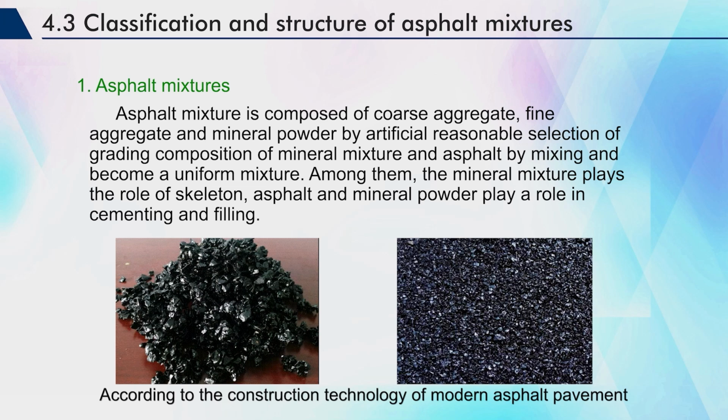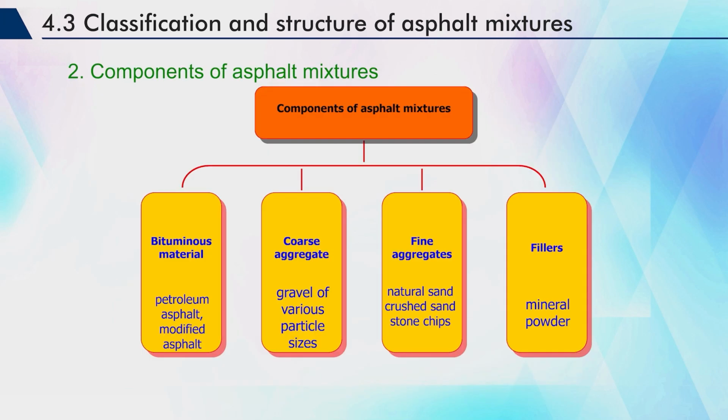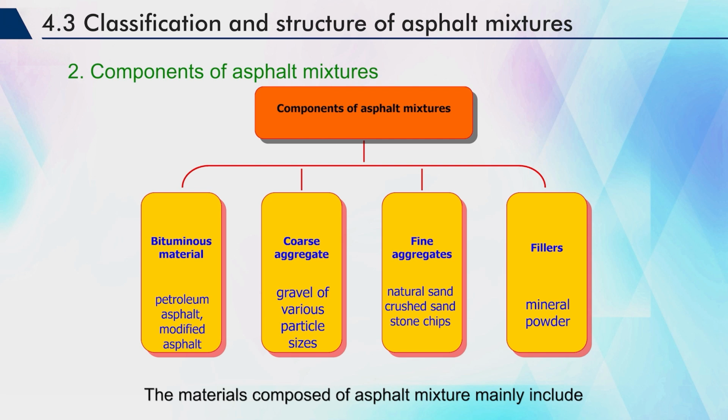According to the construction technology of modern asphalt pavement, asphalt and different mineral aggregates can be constructed into asphalt pavement with different structures. The materials composed of asphalt mixture mainly include asphalt, coarse aggregate, fine aggregate, and filler. Among them, asphalt materials mainly include petroleum asphalt, modified asphalt, etc.